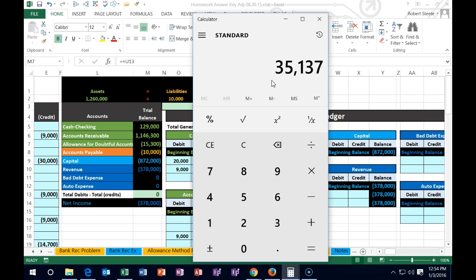We're going to need another 35,137 in order to get this 15.3 up to the amount that we believe is going to be uncollectible based on our aging calculation that we just looked at for the receivable account. And so that 35,137 is what we're going to have to increase this account by. So this allowance account has a credit balance in it. We're going to make it go up. So we're going to have to do the same thing to it, which in this case would be a credit.